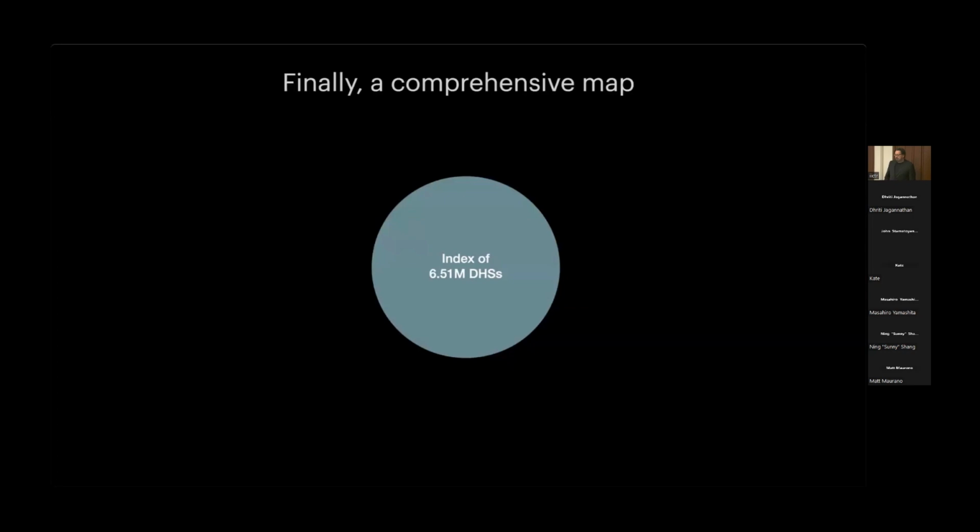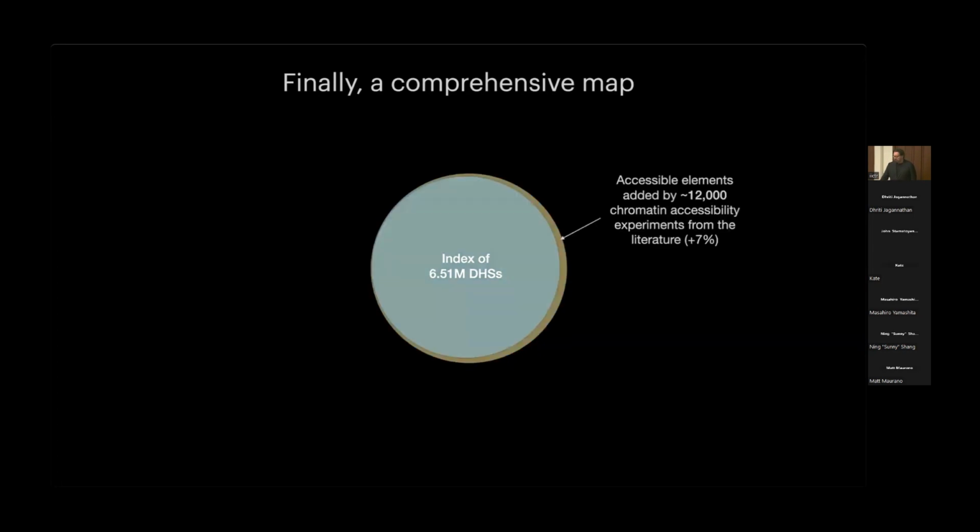So what we can do is take these roughly 6.51 million elements that are out there, all annotated in the way that I showed you. And then I'm going to pull down the world's accessibility data. You can pull it down, not only pull it down, raw data, uniformly process it, and put it through all the quality pipelines and the whole business. And this is what happens if we add 12,000 data sets from the literature.